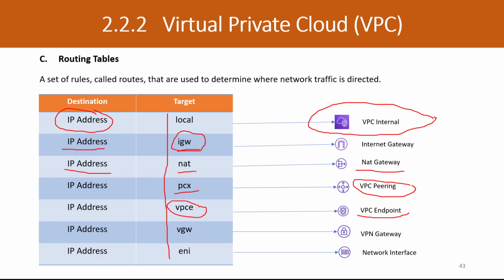VPC endpoint, this is a route which is defined by a VPC endpoint. That means if you have a private subnet, but you want to access AWS services which can only be accessible through the internet, you can define this VPC endpoint. We will discuss how we can do this.